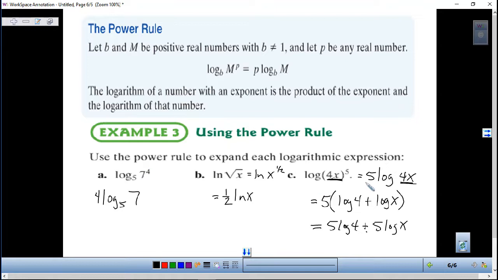Just use the power rule, that would have been far enough, if it says specifically just use the power rule. But it said use the power rule, and yeah, it could be kind of understood to expand it all the way. So when in doubt, expand it all the way.